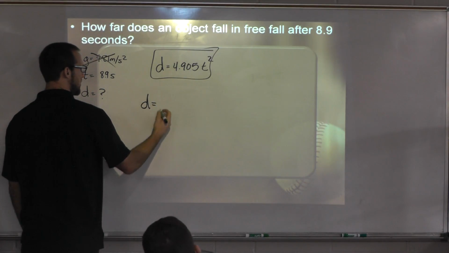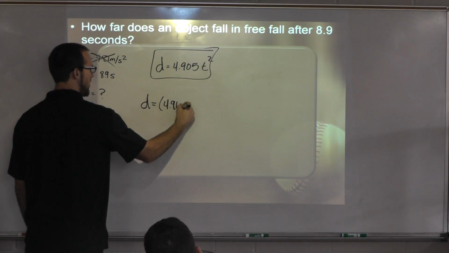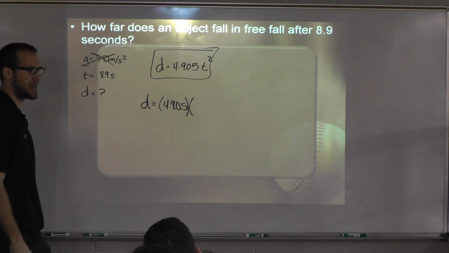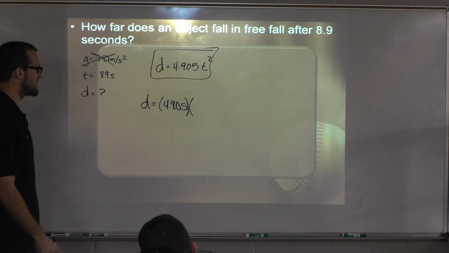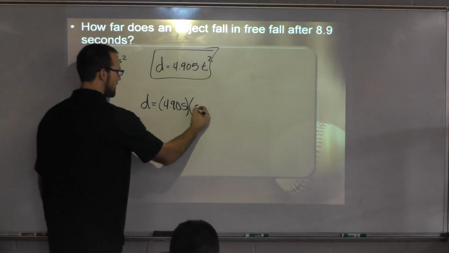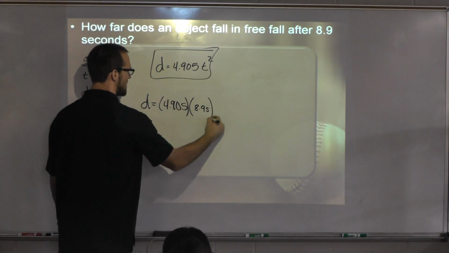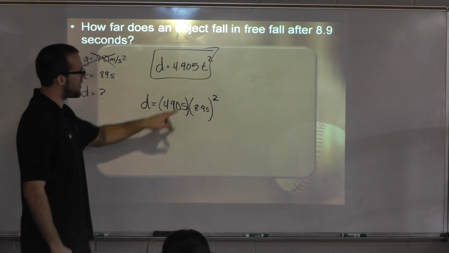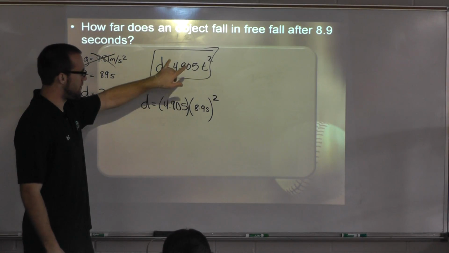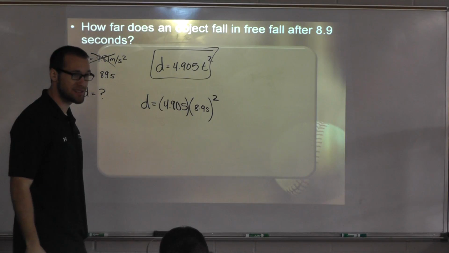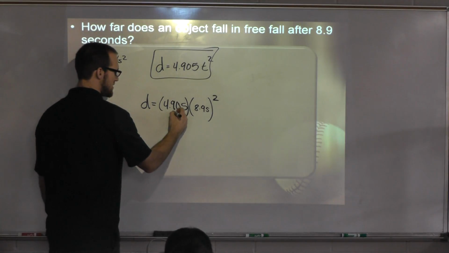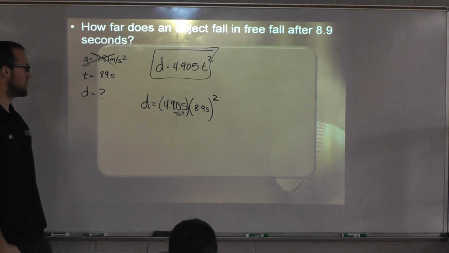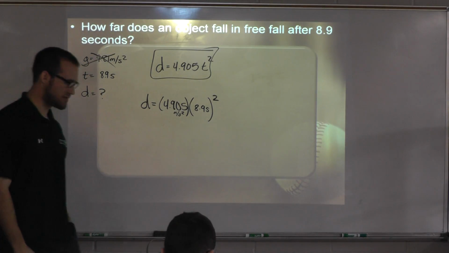D equals... anytime I plug in a variable, I don't know if you've noticed this by now, I always put it in parentheses just so that I can isolate what it is that I'm doing. 8.9 seconds, but then I do what with the time? And I only square it because the equation says to square it. I'm not doing it based on the units. And technically I should have the units in here, which would be meters per second squared. Alright, when you do that, what did you get?